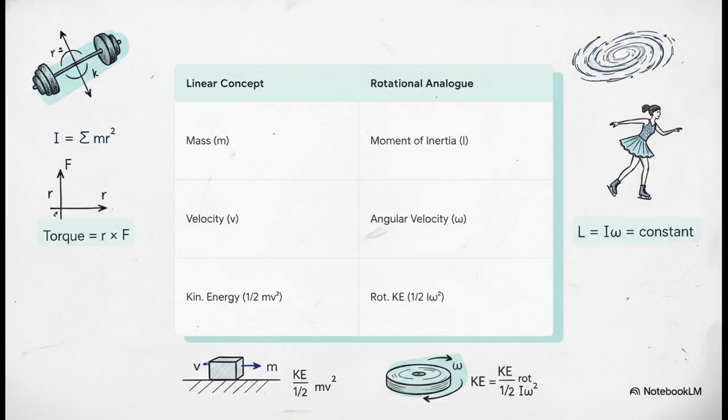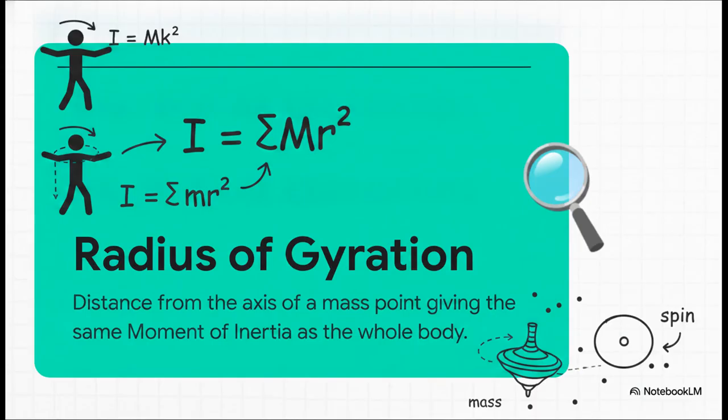Every single linear concept you spent weeks learning translates flawlessly into rotation, just as long as you swap out mass for the moment of inertia. But there is one vital difference we have to talk about. Unlike plain old mass, the moment of inertia heavily depends on exactly how that mass is distributed away from the axis of rotation. This is cleanly summarized by a parameter called the radius of gyration, where I equals m times k squared. So if you're spinning in an office chair and you throw your arms out wide, you are distributing your mass further from the axis. That increases your radius of gyration, which therefore increases your moment of inertia.